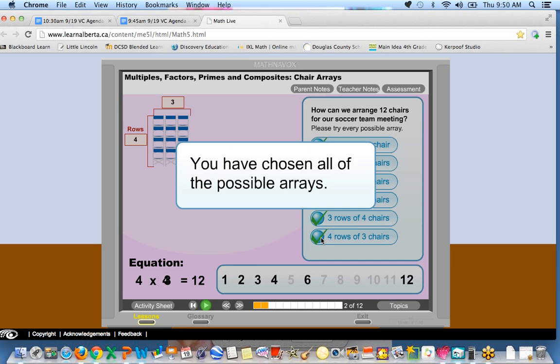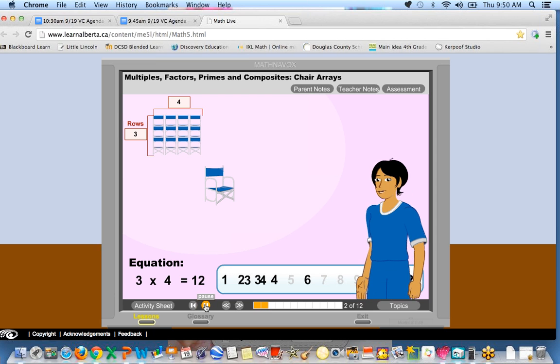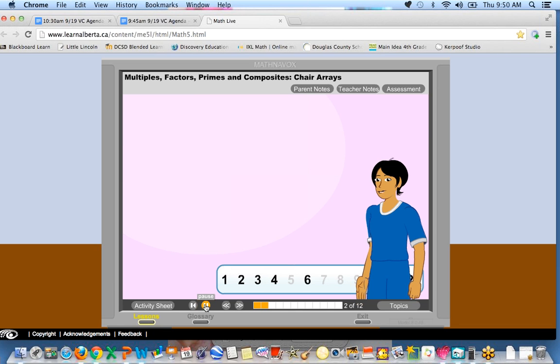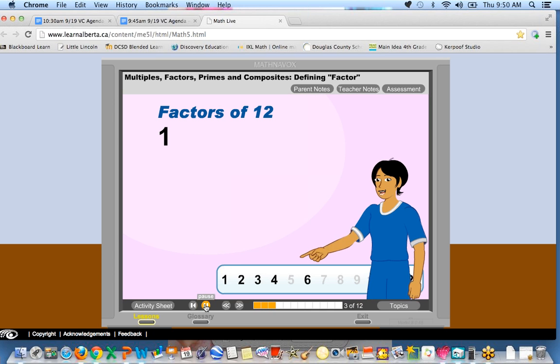You have chosen all of the possible arrays. I think that because the room is so small, the best choice for us is 3 rows of 4 chairs. I agree. There are sure a lot of ways for us to arrange the chairs. And I just realized something. To come up with those different ways of arranging the chairs, we use all of the factors of 12. 1, 2, 3, 4, 6, and 12.